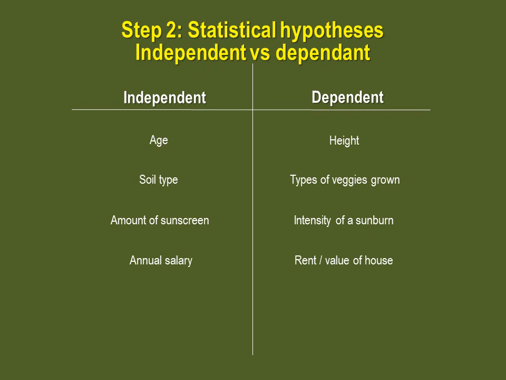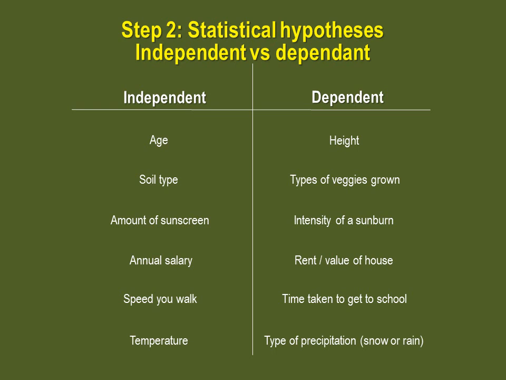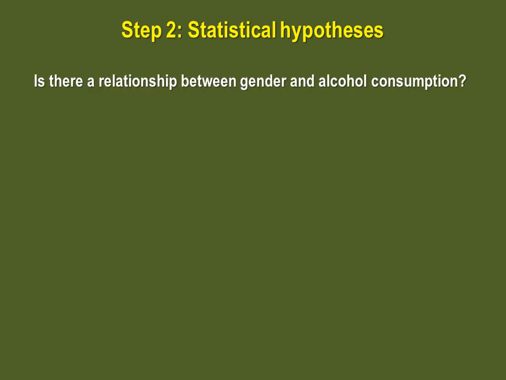Your annual salary influences the rent value of a house that you can afford. The speed at which you walk influences the time taken to get to school. And a last example, air temperature influences the type of precipitation, snow or rain, so the type of precipitation depends on the temperature. Let's go back to our example.